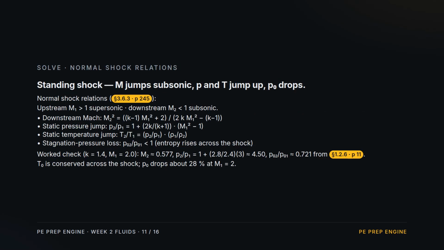Normal shock. Upstream supersonic, downstream subsonic. Static pressure and temperature jump up. Stagnation temperature unchanged. The shock is adiabatic, but stagnation pressure drops as entropy rises. At upstream Mach 2 for air, downstream Mach about 0.58, pressure ratio 4.5, stagnation recovery only 72%. Read it from the shock table. Memorize the shape, not the numbers.